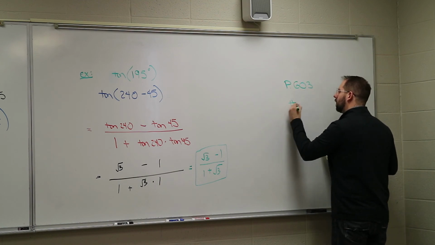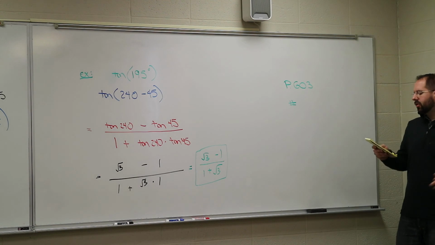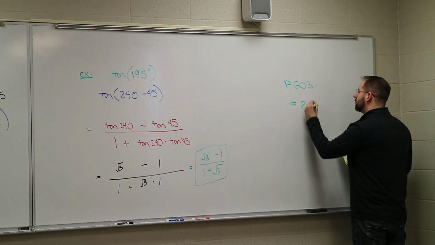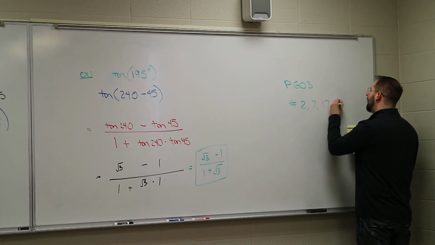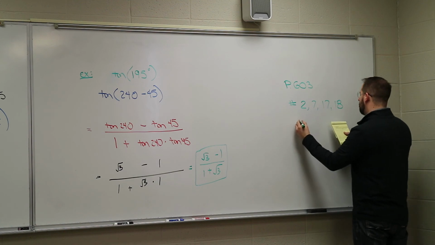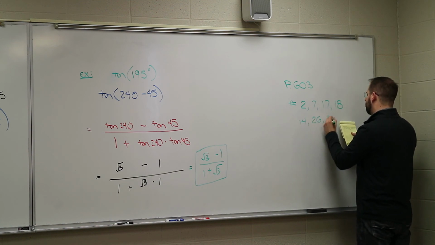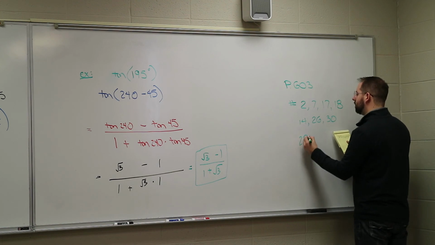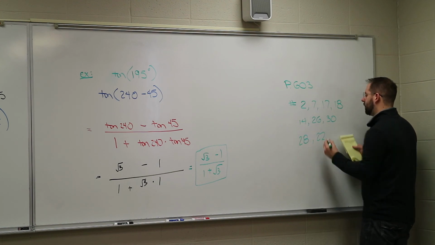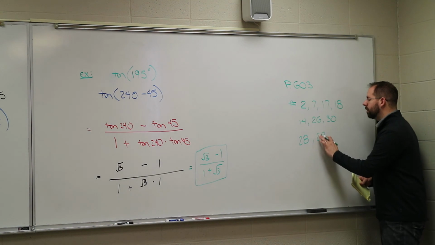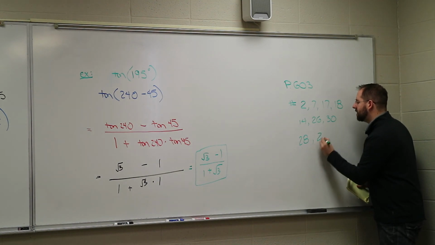Okay, page 603: 2, 7, 17, 18. Then jumping to 14, 26, 30, 28, 22. Okay, this is the order that I'd like you to actually attempt these problems.